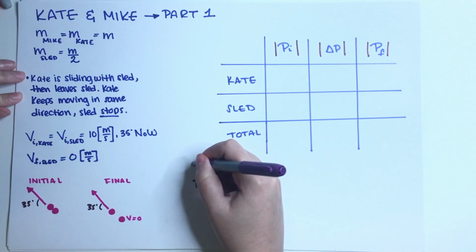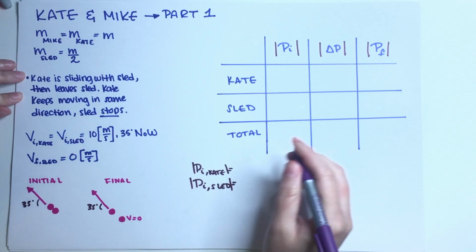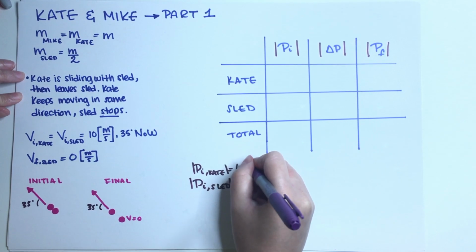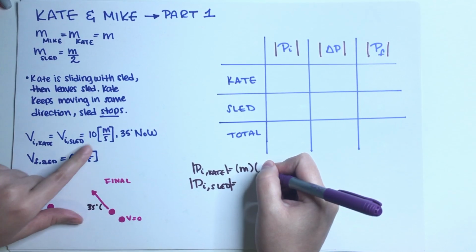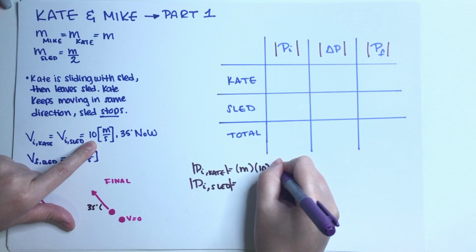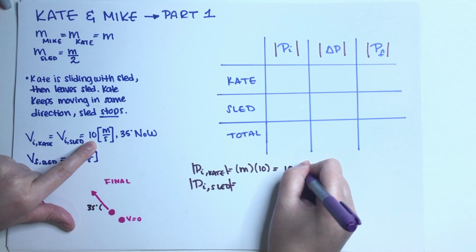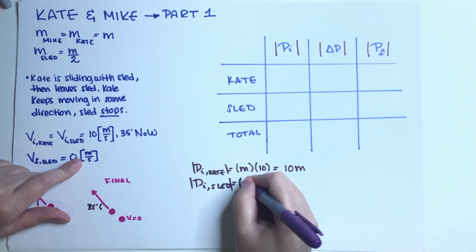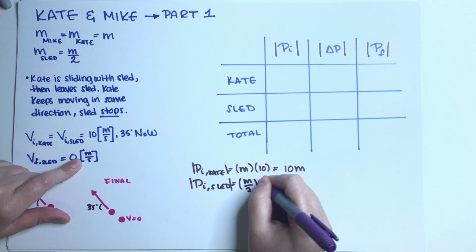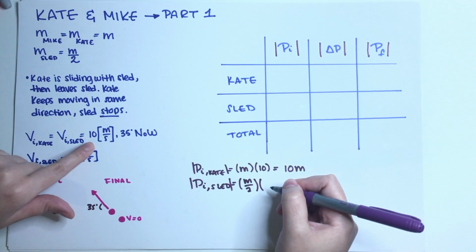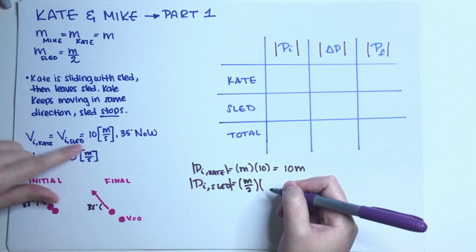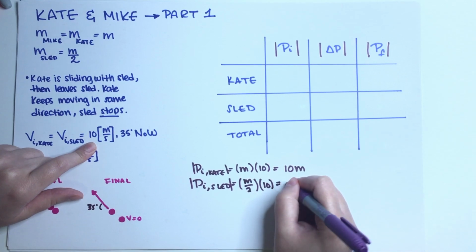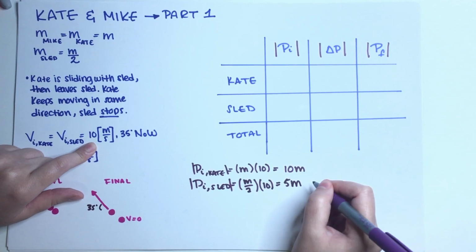So let's just go ahead and do absolute values. Initial momentum for Kate is just the mass of Kate, which is M, times her initial velocity, which is 10. So she is 10 M. And for the sled, the mass of the sled is M half. And the initial velocity of the sled, because they are moving together, will be the exact same velocity as Kate, so that is also 10. So that is equal to 5M.